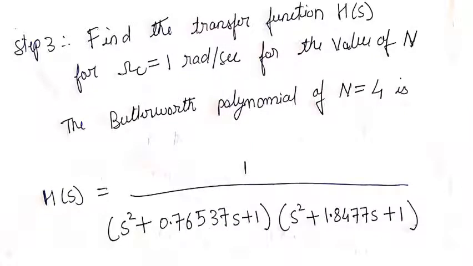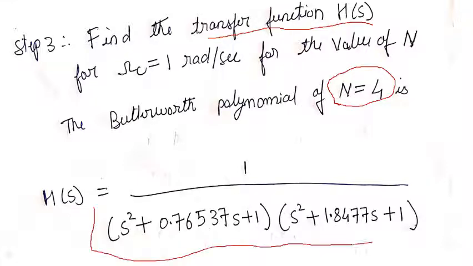Once we have obtained the order for the Butterworth filter, the next step would be to write the transfer function h of s for the Butterworth filter for the obtained order. In this numerical, we have obtained the order n as 4, and from the previous table we have to write the denominator polynomial of h of s for order 4. So this would be the denominator polynomial for a Butterworth filter for order 4.